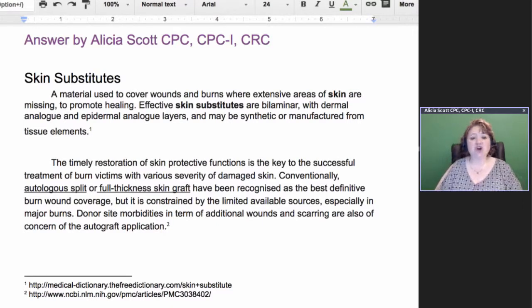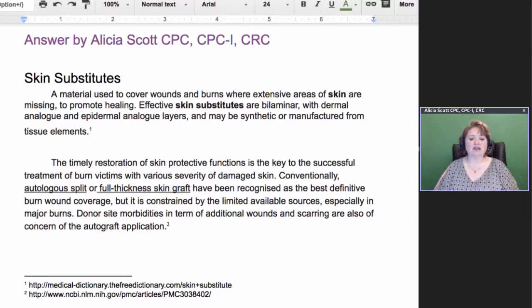Now, to be able to code the skin substitutes, there's some things you need to know about them. And the first thing you need to know is the definition. What constitutes a skin substitute? It's actually used for covering wounds, which could be ulcers, but most of the time people think about burns.